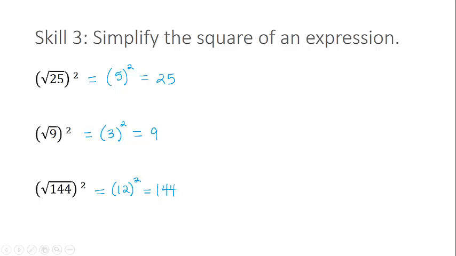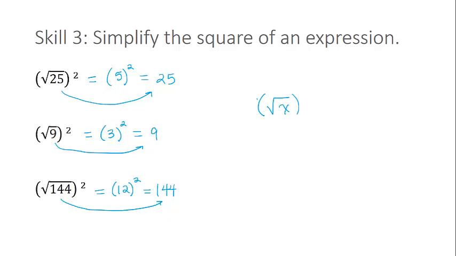Do you notice what's happening? When you square a radical expression, we were just getting what was inside the radical. If the square root expression is defined, the square root of x squared will just give us x. So it's a key thing to understand that squaring will undo the square root.